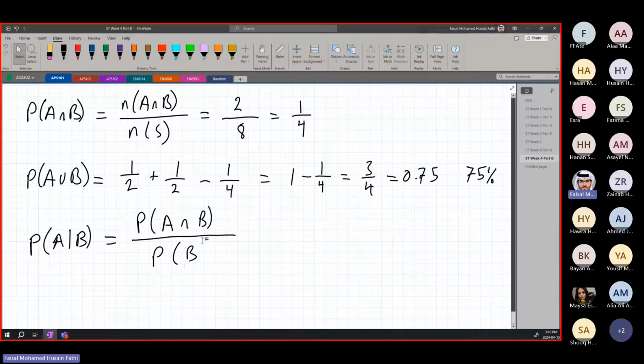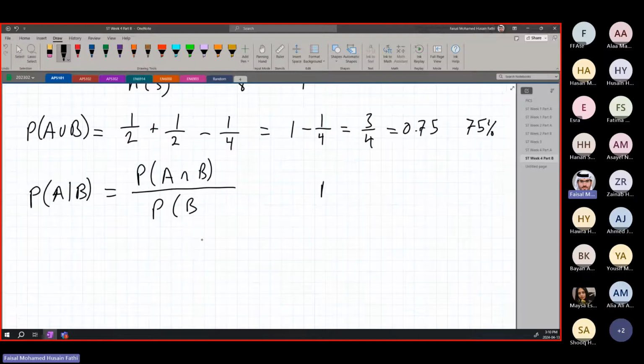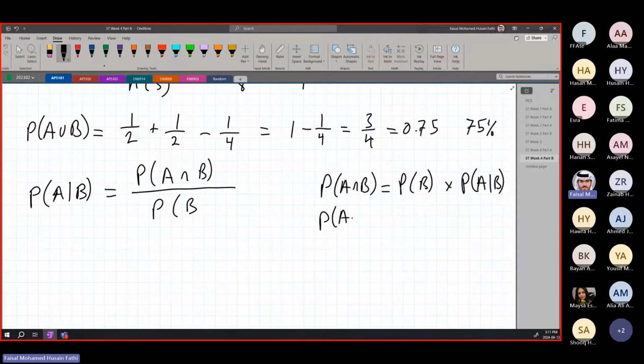Remember, we got this from which equation? We got it from this equation, which is P of A intersection B is equal to P of B times P of A after B has occurred. This equation can also be written as P of A intersection B is equal to P of A times P of B after A has occurred.